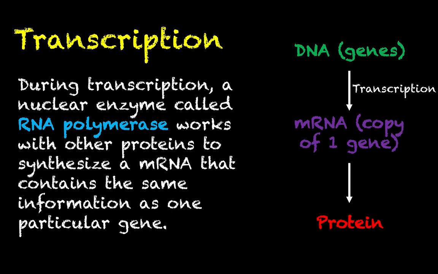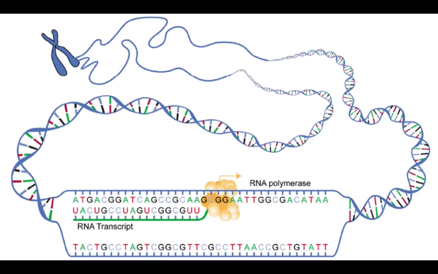So during transcription, an enzyme which is in the nucleus, this enzyme is called RNA polymerase, it works with a number of other proteins in the nucleus to synthesize a messenger RNA transcript that contains the exact same information as one particular gene. You could think of this mRNA transcript as being a photocopy of the instructions for making one protein.